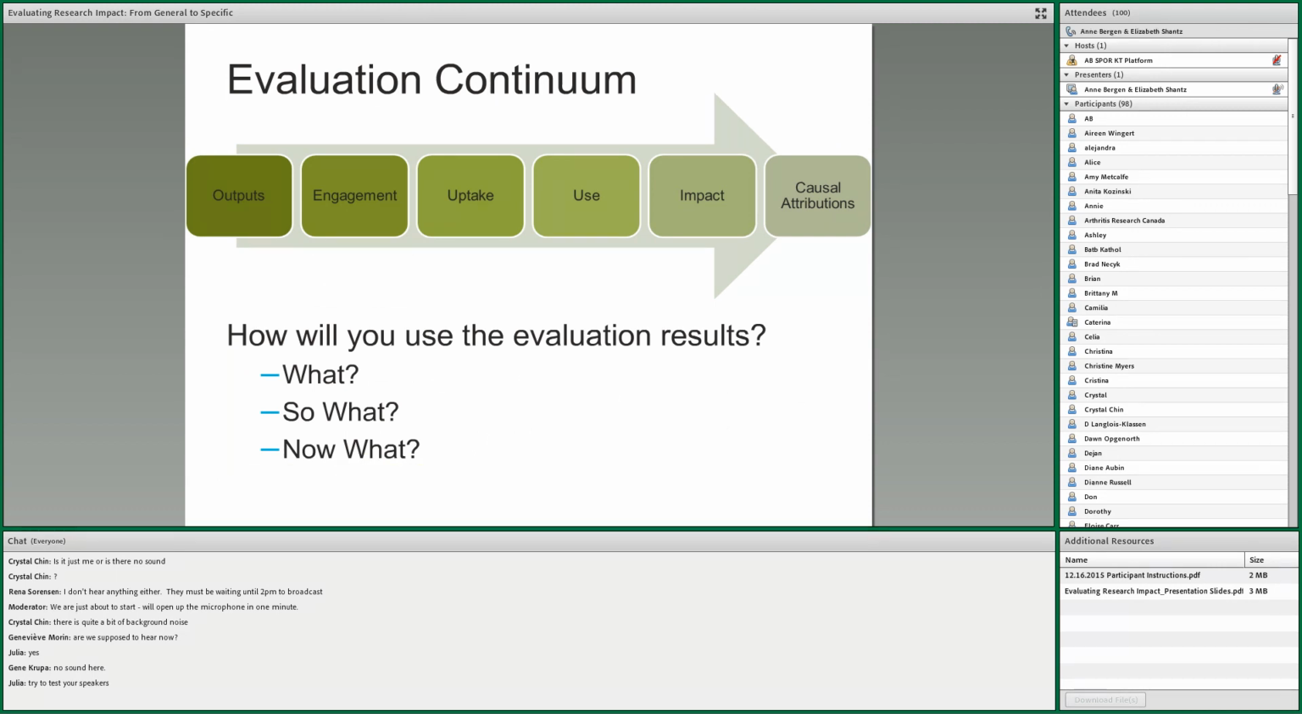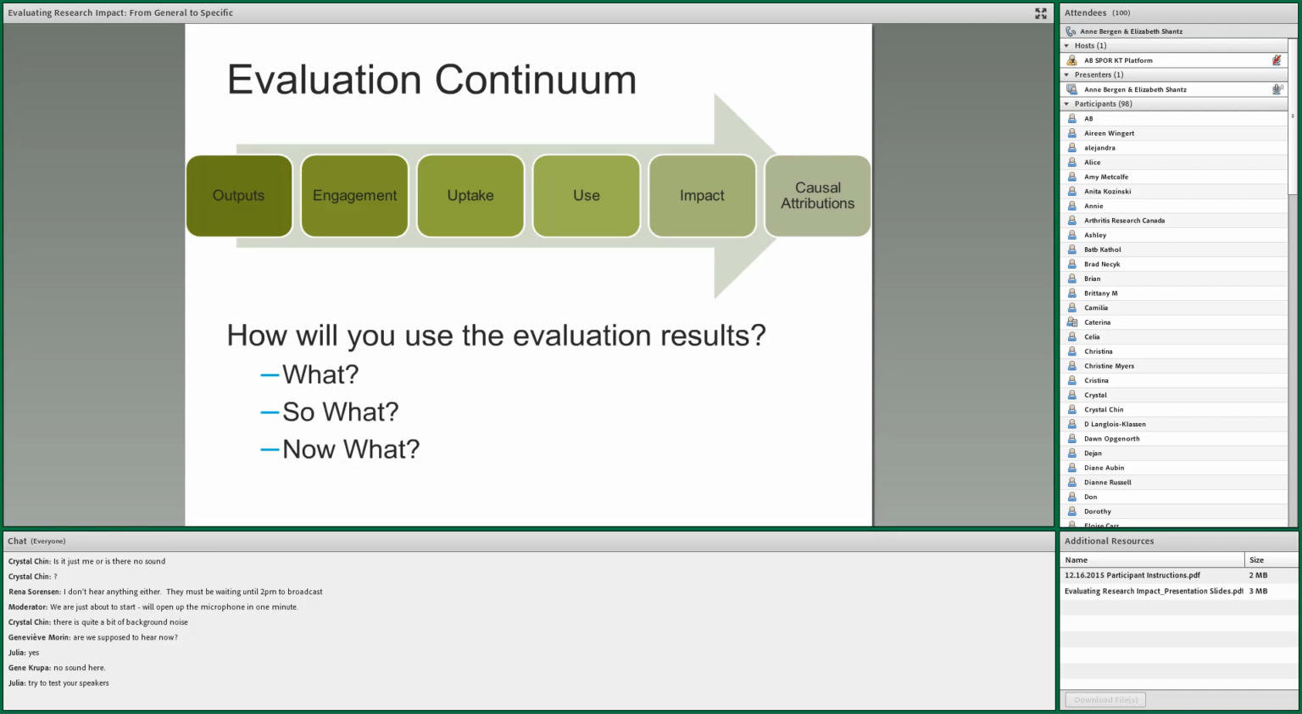Engagement overlaps a little bit with outputs, but engagement is where people start to notice and become aware of the outputs of research or the research project. Uptake is when people take on new information, and use is then actually using that information to make decisions or inform policy. And impact is what comes after that.